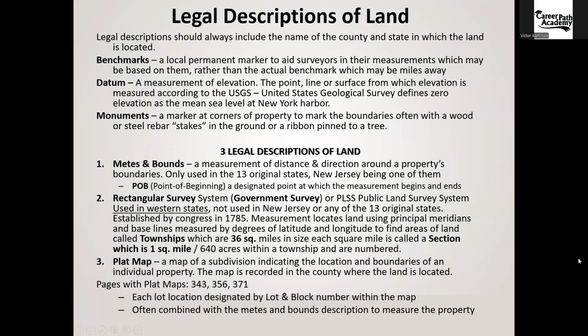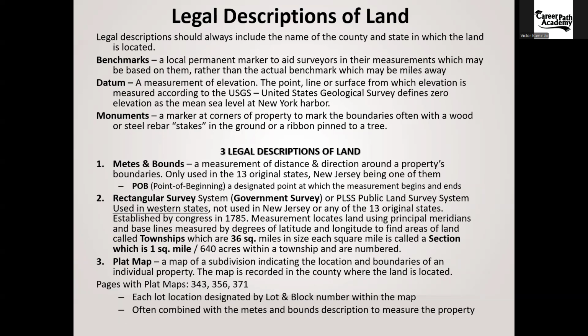And if you did not yet, here's another shot at getting a snapshot of this slide, which talks about benchmark, datum, monuments, metes and bounds, POB, rectangular survey, township sections, and plat maps, which is a lot of things that you need to know. And it comes from this chapter. So this is another important chapter that has a lot of terminology in it. Plus, it also talks about deeds, because right after this, we're going to start talking about deeds. And I believe we are pretty much done with legal descriptions now.